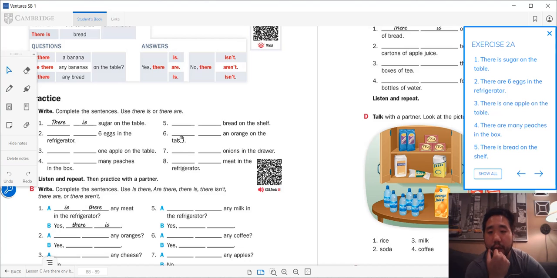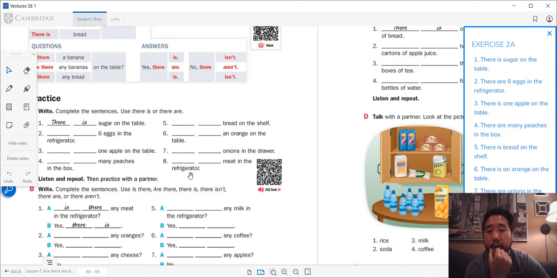Number 6, blank blank an orange on the table. Orange is a noun that can be counted, and there's only one orange. So we have to say there is an orange on the table. Number 7, blank blank onions in the drawer. Onion is a noun that can be counted, and it says onions, so more than one, so it's plural. So we have to say there are onions in the drawer.